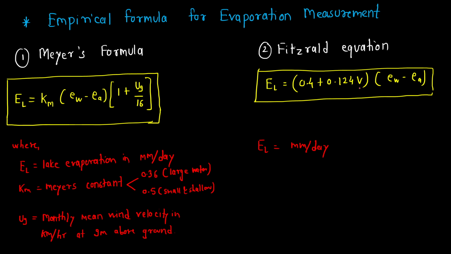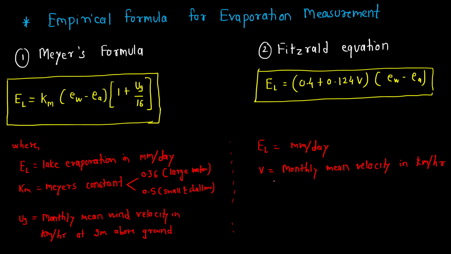And in this case, EW and EA you already know, only the V term is different, and this V stands for the same thing, that is the monthly mean velocity in kilometer per hour. So these two are the important equations, or we can say these two are the important empirical formulas for the evaporation measurement.